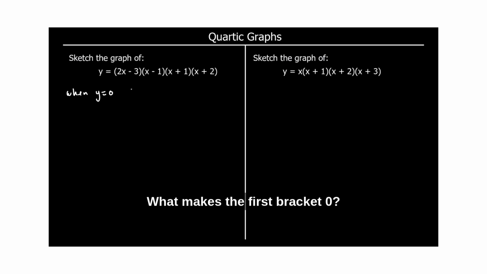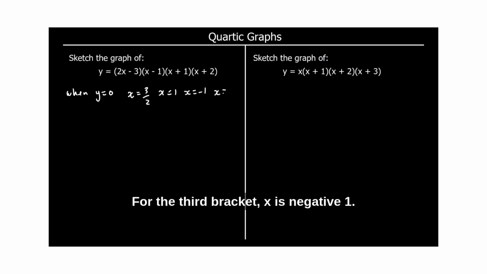What makes the first bracket 0? That's when x is 1.5 or 3 over 2. What makes the second bracket 0? x is 1. For the third bracket, x is -1. And for the fourth bracket, x is -2.